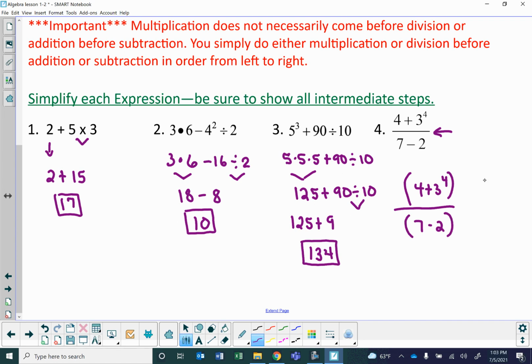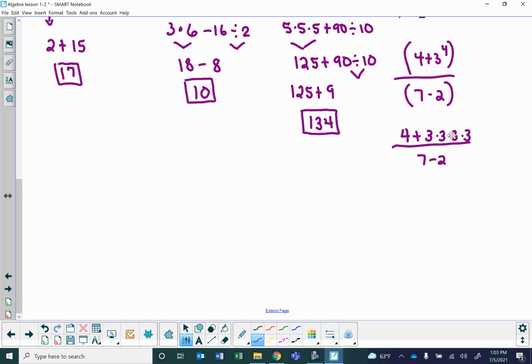Okay, so basically that tells me I need to do 4 plus 3 times 3 times 3 times 3, and I'm going to do 7 minus 2 underneath it. Well, 3 times 3 is 9, so if this is 9, and this is 9, 9 times 9 is 81, so this becomes 4 plus 81 over 7 minus 2, which happens to be 5. 4 plus 81 is 85, divided by 5, and that happens to be 17. And I'm done.